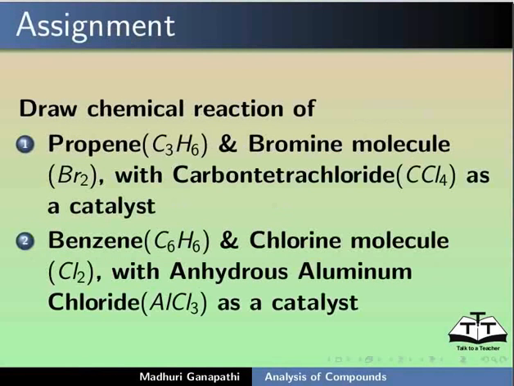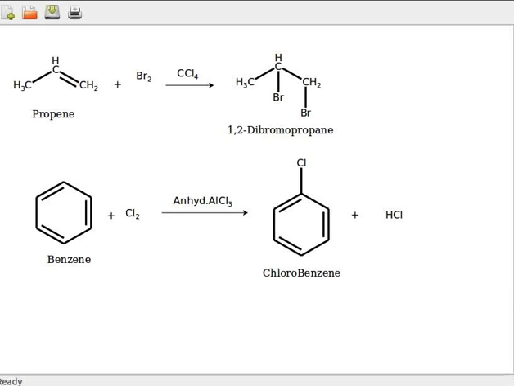As an assignment, draw a chemical reaction of propene and bromine molecule with carbon tetrachloride as a catalyst, benzene and chlorine molecule with anhydrous aluminum chloride as a catalyst. Your completed assignment should look like this.